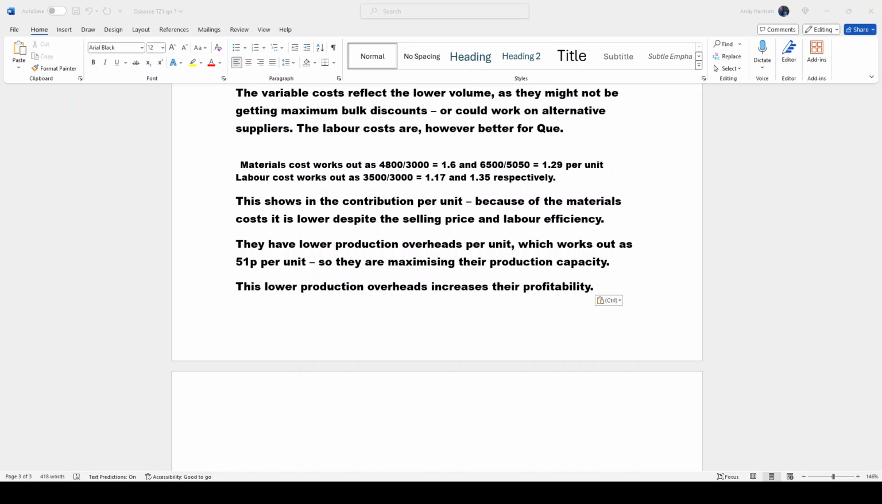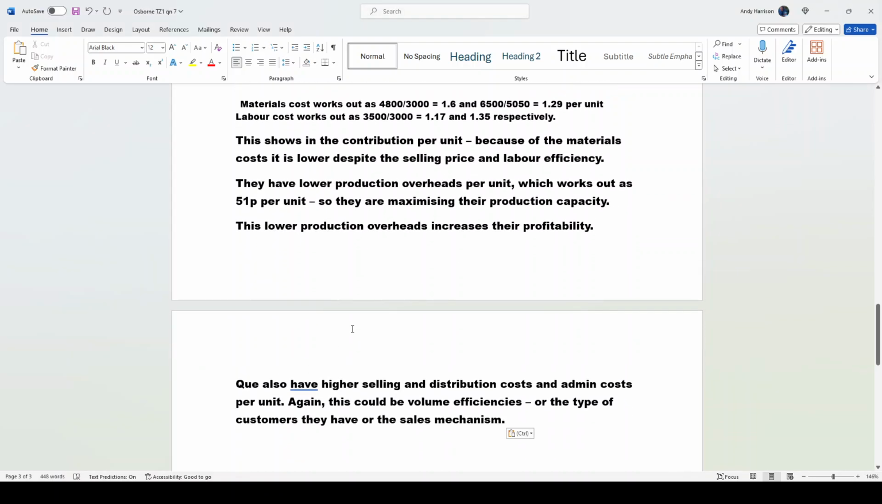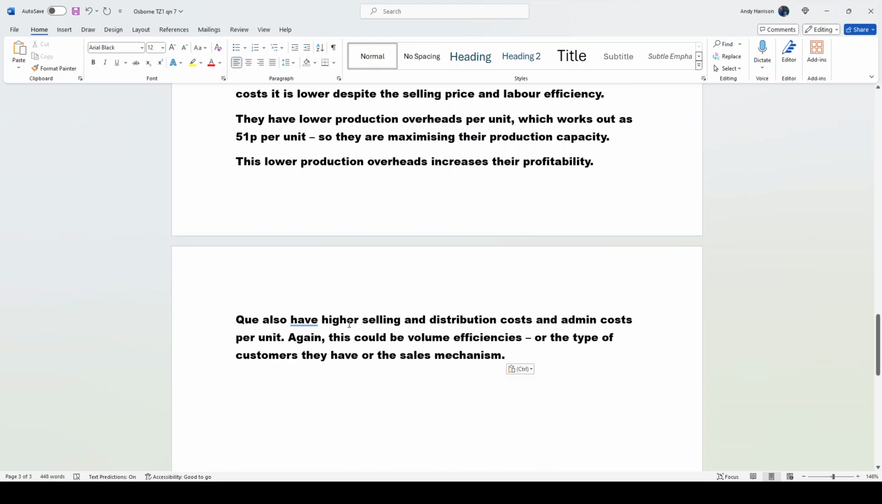Now the bit that is arguable as to whether it needs to go into this answer, because this isn't really table A, so some examiners would ignore the fact that you're writing about it, although it does really help the overall conclusion. They've also got higher selling and distribution costs and admin costs per unit. Again, this points at volume. You would expect, if you are distributing more units, the cost per unit to go down. If you're dealing with more sales, more invoices, you expect the admin cost per unit to go down.